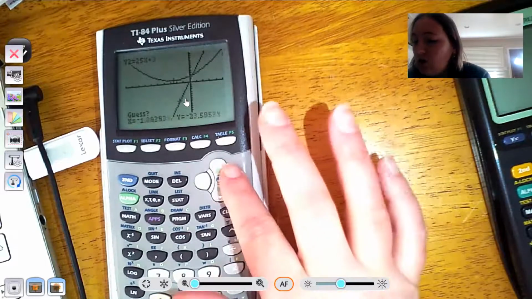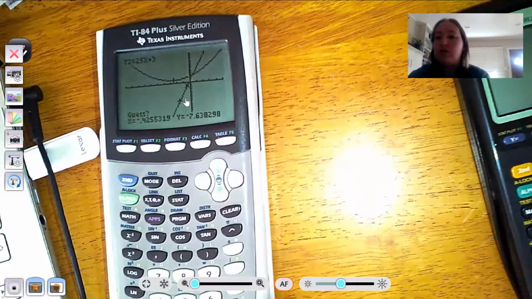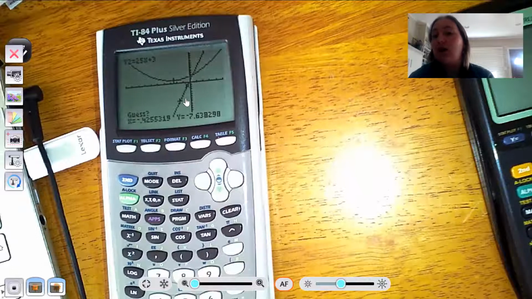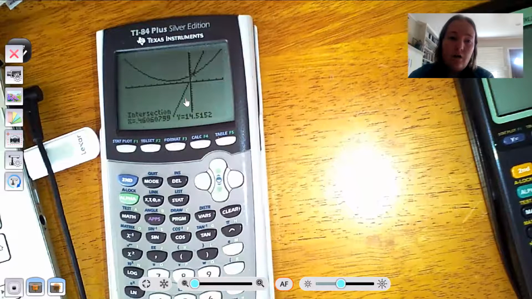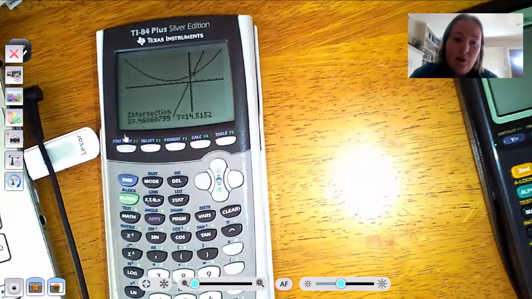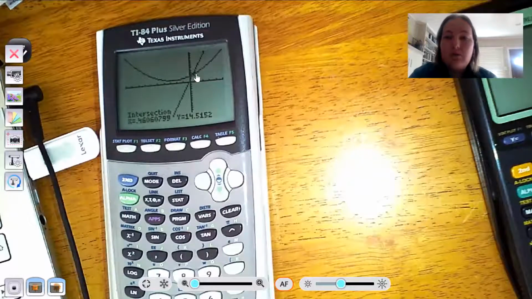Guess just means go kind of near where the intersection that you want is, because sometimes things intersect in more than one place, and so you want to indicate which one you're searching for. Hit enter, and it'll find it as an approximation because it's not a nice, pretty intersection.